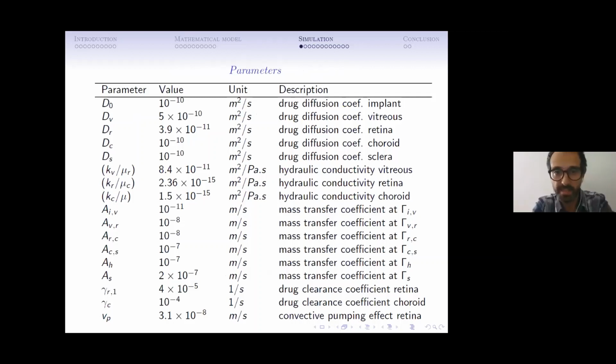Yes, some of them are obtained by experimental results. Not all of them. But there are some experimental with monkey eyes and bovine eyes. Okay. So the parameters are not from human eyes. They are quite small. You can see there the magnitudes.